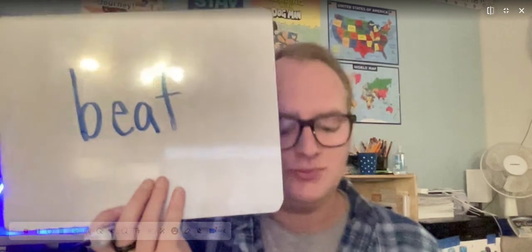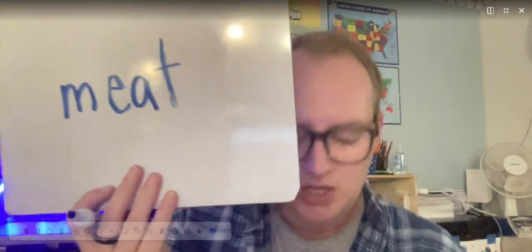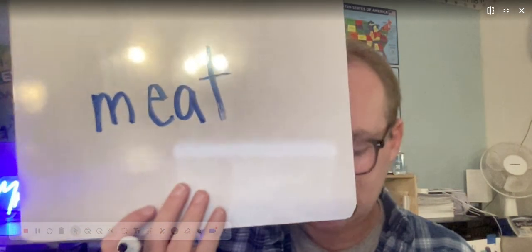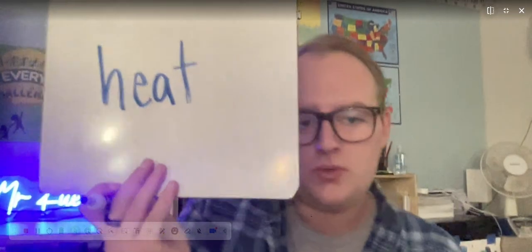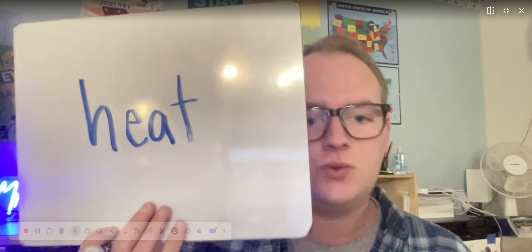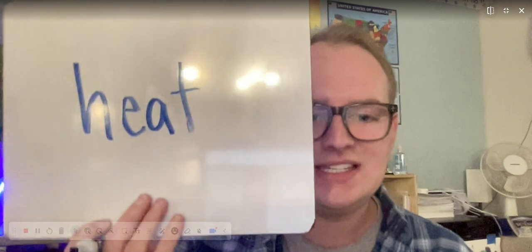Meat. How would you change beat to meat? If you erased the B and wrote an M, you are correct. Hot dog meat, hamburger meat. Good. Now what if I erased the M and wrote an H? What word would that be? This word is heat. Heat.